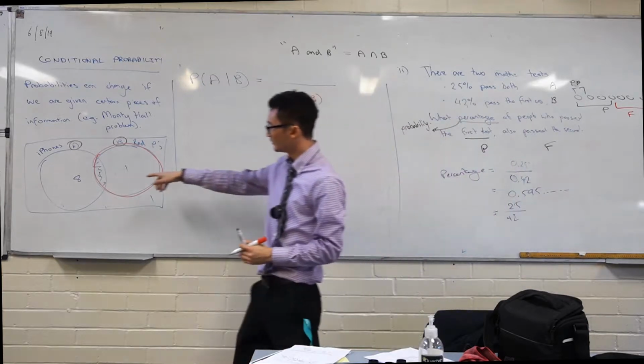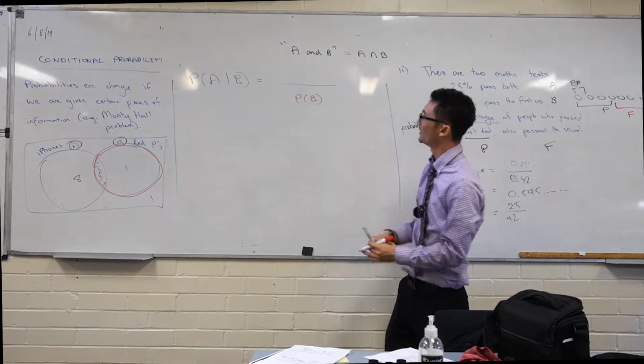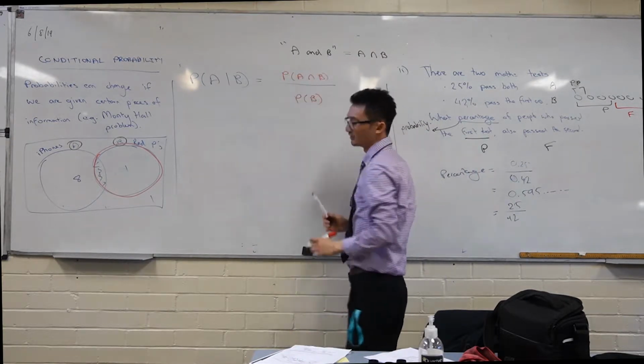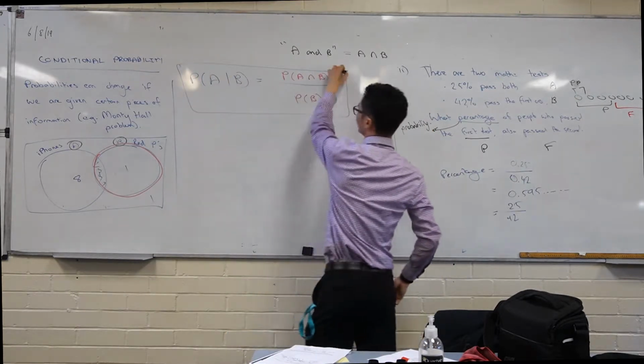But what am I actually looking for? A and B, A intersection B. And that's our formula for A given B, conditional probability.